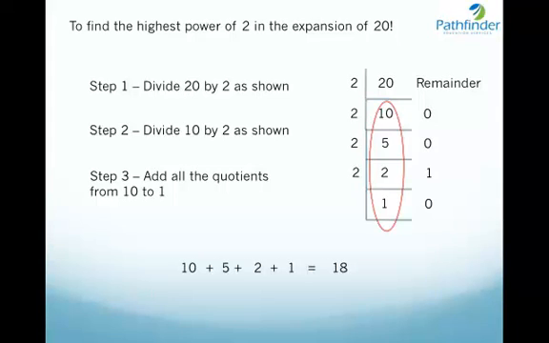You can see that in the previous formula we had integer value of 20 by 2 which was equal to 10. Then we had integer value of 20 by 2 square which is nothing but 5. The third term was integer value of 20 upon 2 cube, that is 20 by 8, we got 2 and so on. So it is nothing but another representation of the previous formula.